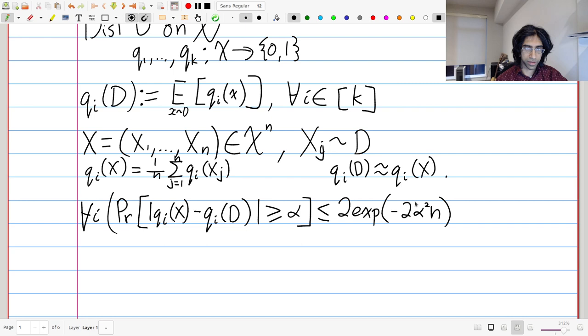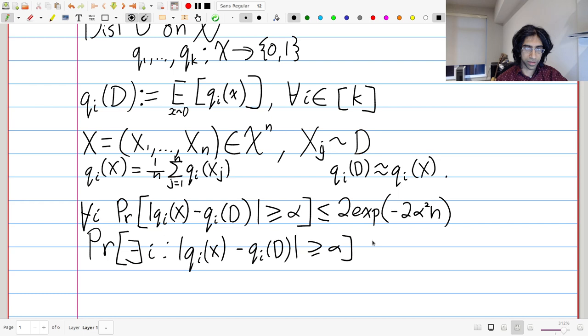This is just a simple Chernoff bound. And taking a union bound over all the different queries that we're going to ask, all k queries, this gives the following. The probability that there exists i such that this difference, qi of x minus qi of d, is greater than or equal to alpha, well, we can just use a union bound, and that gives us that this probability is less than or equal to 2 times k times exp of minus 2 alpha squared n. So that's great.